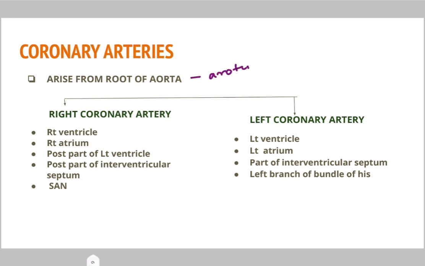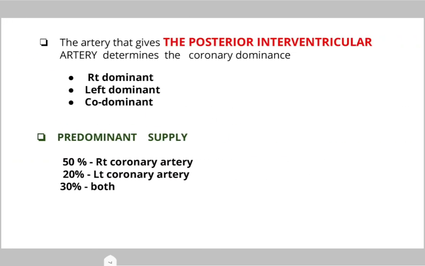So, the coronary arteries arise from the root of aorta, from the aortic sinuses. It has a right and the left coronary artery, and the right coronary artery will supply the right ventricle, right atrium, posterior part of left ventricle, posterior part of interventricular septum, and also the sinoatrial node. Coming to the left coronary artery, it will supply the left ventricle, left atrium, and some part of the interventricular septum. It also gives a branch to the bundle of His.